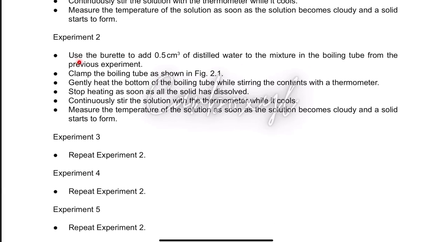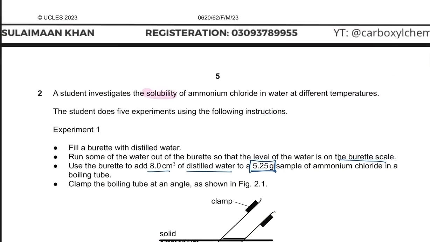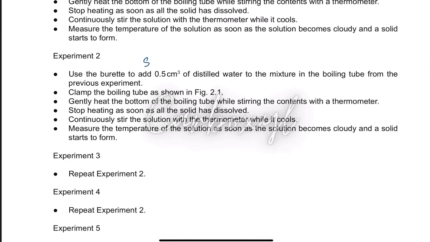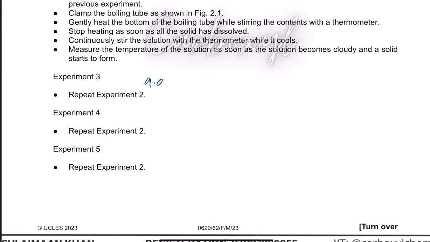Okay. Experiment 2: use the burette to add 0.5 cm³ of distilled water to the mixture in the boiling tube from the previous experiment. So what is happening in experiment 2? 0.5 cm³ more distilled water is being added to the test tube than in the previous experiment, and the entire setup is the same, right? So the only thing that is changing is that you are adding 0.5 cm³ more distilled water than the previous experiment. So if the previous experiment had 8 cm³ added, the second will have 8.5 cm³, the third 9.0, the fourth 9.5, and the fifth obviously 10.0 cm³, because every time you repeat the experiment, you're adding 0.5 cm³ of extra distilled water.